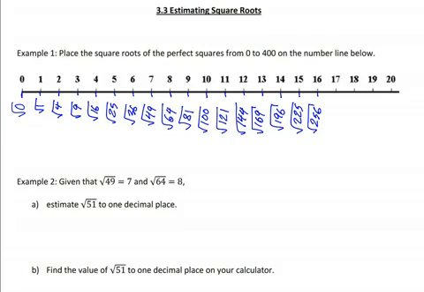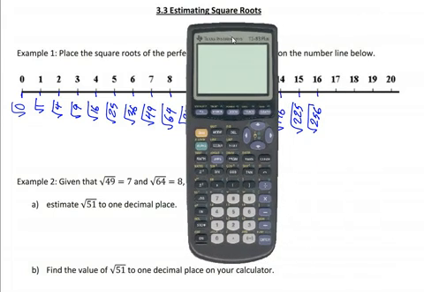Now, if the numbers start to get too big and you can't remember what some of the other perfect squares are, you can always use your calculator to help you out with that. 17 times 17, in other words 17 squared, is 289. So that means that the square root of 289 is 17. We also have 18 squared to do here, and 18 squared is 324. And so that means that the square root of 324 is 18.